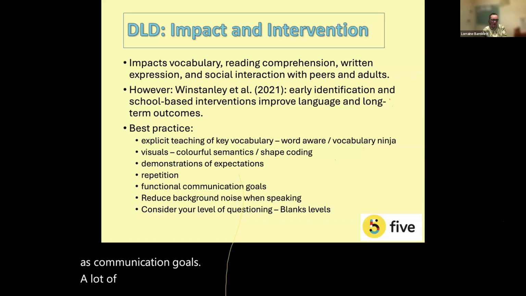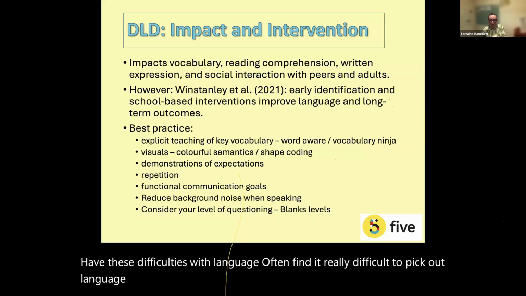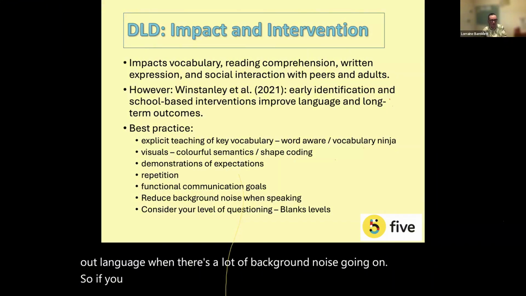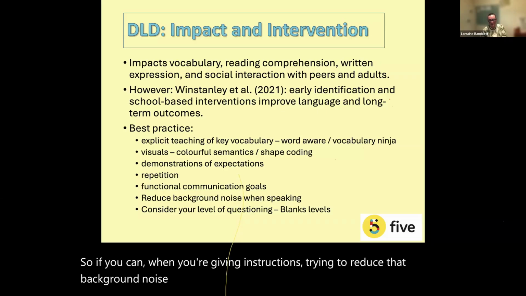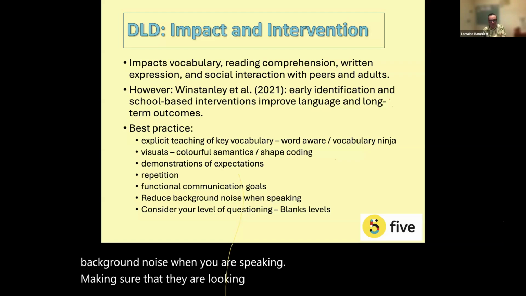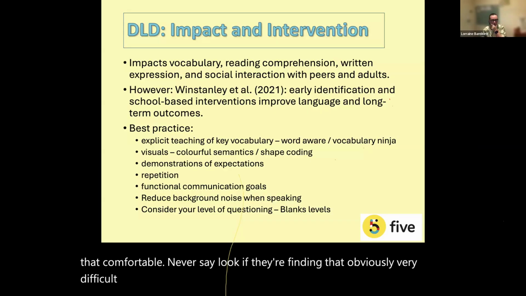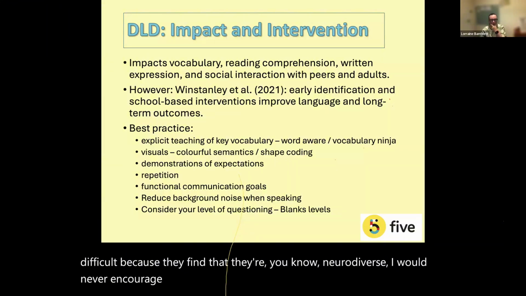A lot of children who have these difficulties with language often find it really difficult to pick out language when there's a lot of background noise going on. So if you can, when you're giving instructions, try to reduce that background noise when you are speaking, making sure that they are looking at you when you're speaking, if they find that comfortable. Never say, look at me, if they're finding that very difficult because they're neurodiverse. I would never encourage that.